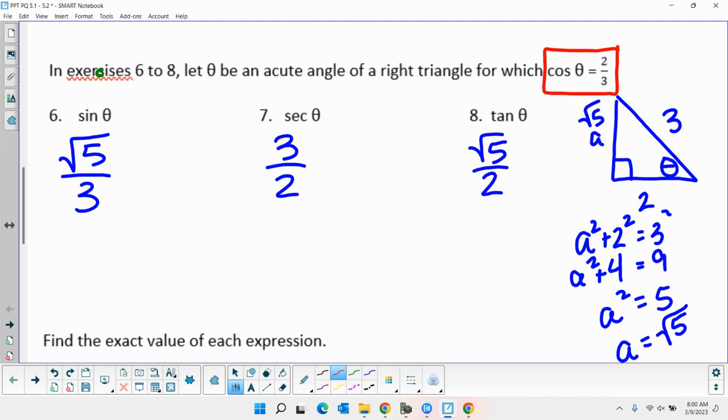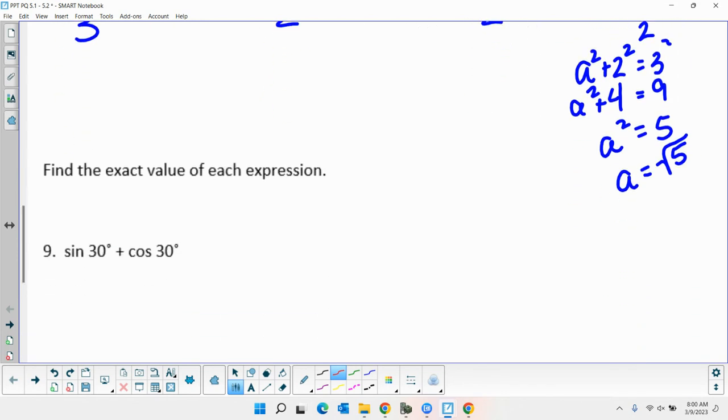All right, again, number 9. I don't want the decimal answer. I want the exact answer. So I want to see the fractions. Okay? So for 9, you're going to need to know these 2 triangles. Now, this 9, we didn't need this triangle, but maybe tomorrow we will.